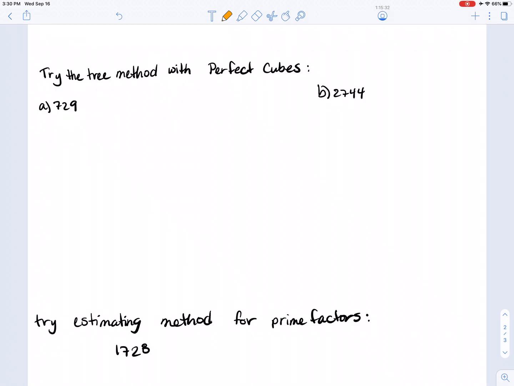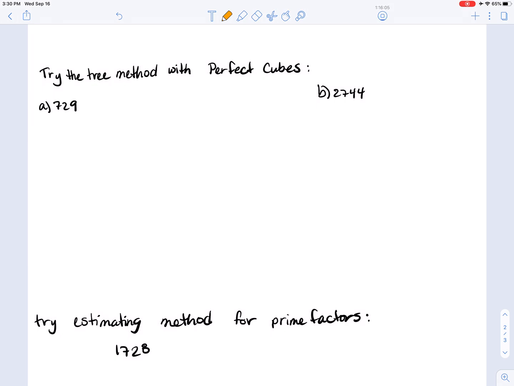Going to try the methods of the tree method and the estimating method with perfect cubes. And can we translate what we know worked for perfect squares to work also for perfect cubes? Well, let's find out. Let's see if using a factor tree helps organize the prime factors for the number 729. And then we will group them in the same way that we did with perfect squares.